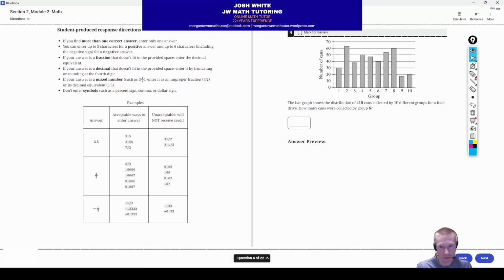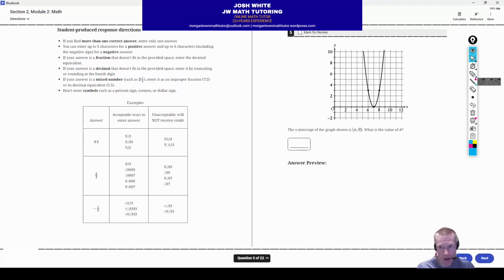Number 4, here we have a bar graph showing how many cans all these different groups collected. But all it wants to know for this is how many were collected by group number 6. So if we look at the bar in group number 6, we can see it goes right up here to the line of 40. So correct answer for this one is just 40. That's it. No other work to do. You can move on.